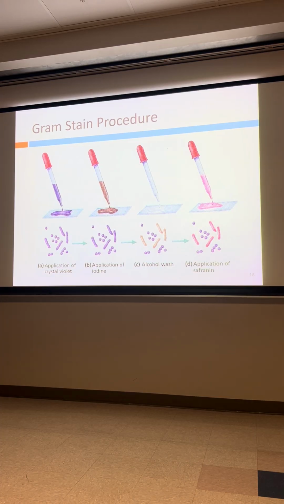So, let's walk through this so it makes sense. You have this rod-shaped bacterial cell. Let's just say it's a rod. You add the crystal violet. Crystal violet is going to go inside these bacterial cells, whether it's a Gram positive or Gram negative. So at this point, everything's going to be purple, right?